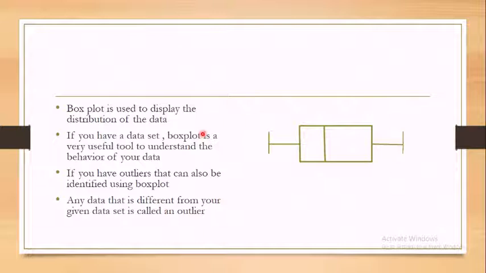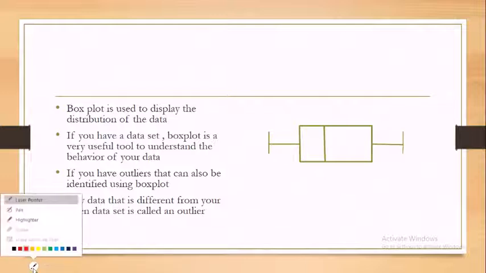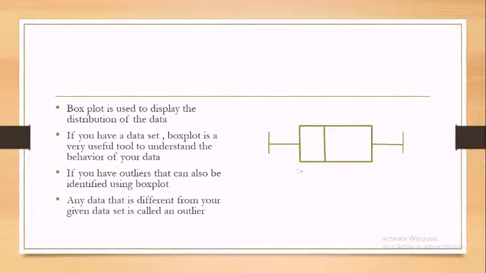Again, what is an outlier? Any data that is different from your given data set is called an outlier. So Boxplot is mainly used to display the distribution of a given data set. So this is how a box plot looks like. Now all these lines have different meanings, and right now I will explain to you what those lines represent.